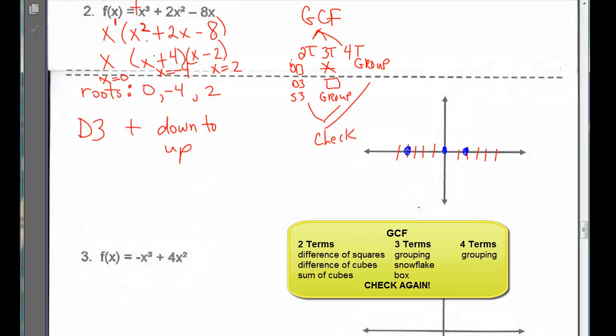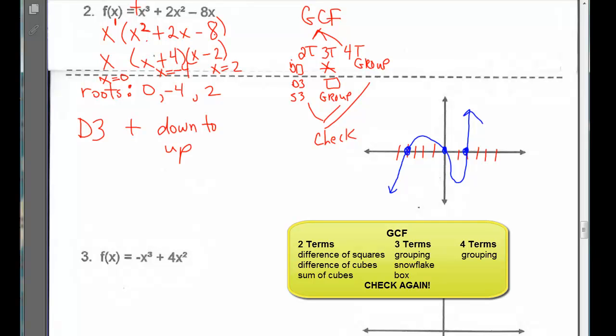These are all single roots, and that's important to note because that just means I'm not bouncing off anything. I'm just going to go through them. And moving down to up. So we start below the x-axis because it's down, up through this point, down through this point, and up through that point. And we're done.